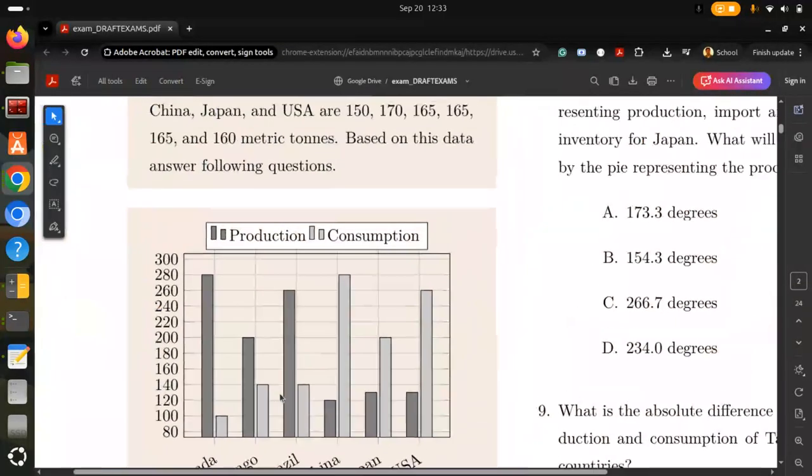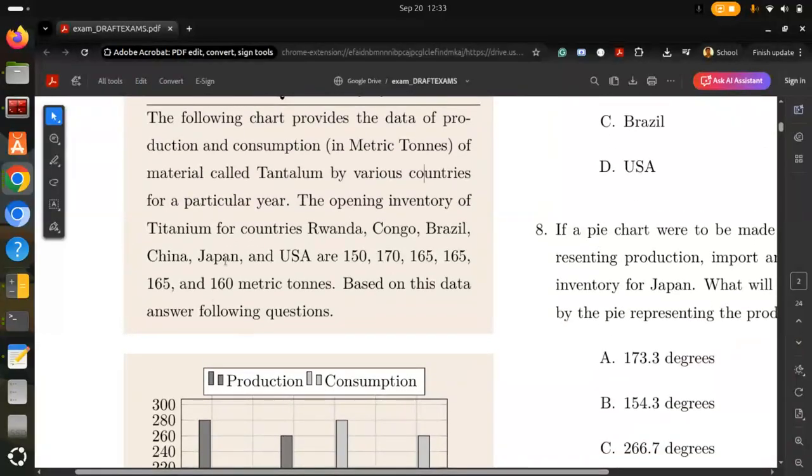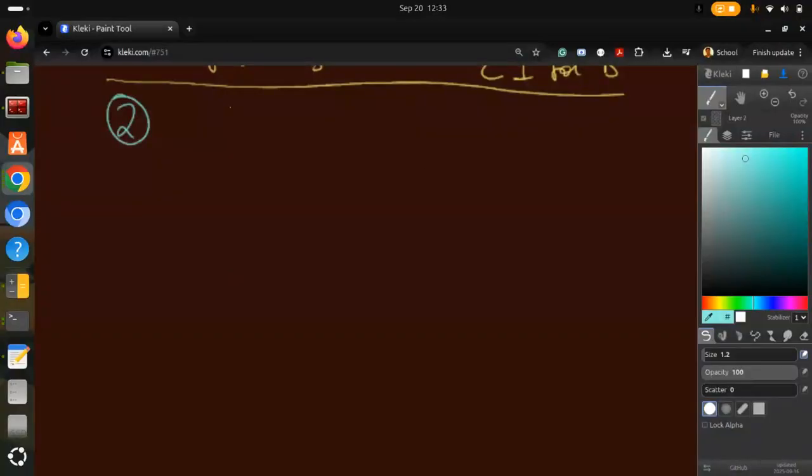First, we'll see the opening inventory. There are six countries, and the last three are China, Japan, and USA. 165 is China, 165 is Japan, and USA is 160. The opening inventory is almost the same, so I will simply ignore opening inventory because it is the same: 165, 165, and 160 for USA.